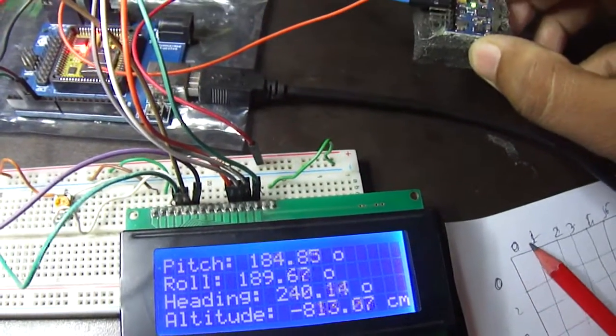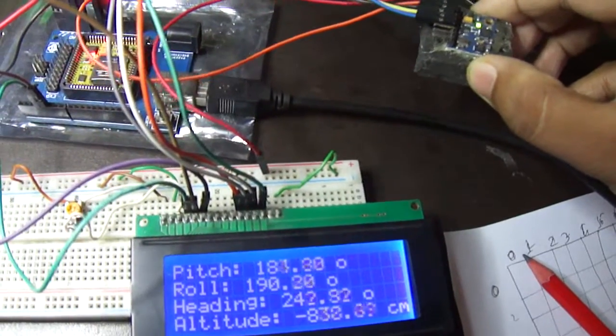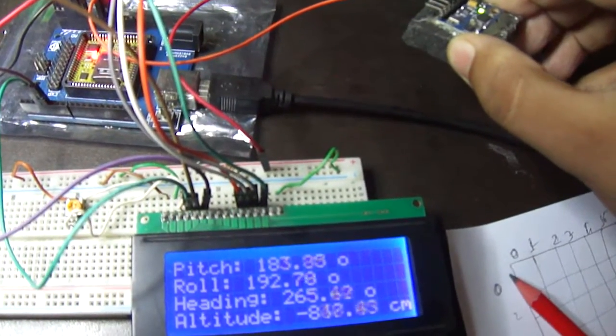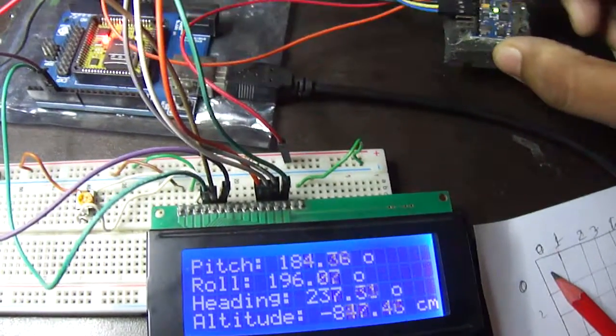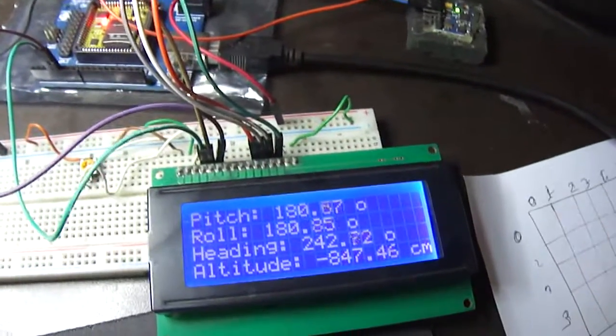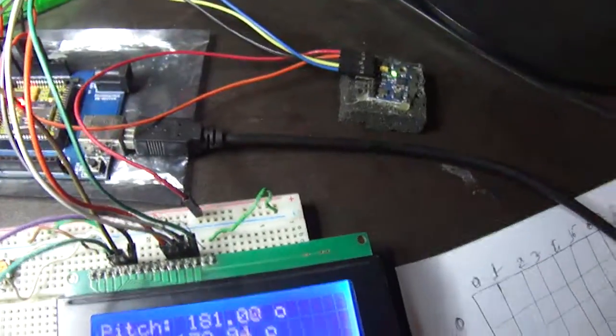Then the heading, let me show you. I am rotating it to the right, the value is increasing. I'm rotating it to the left, the value is decreasing. The sensors on this IMU board give fairly accurate readings.